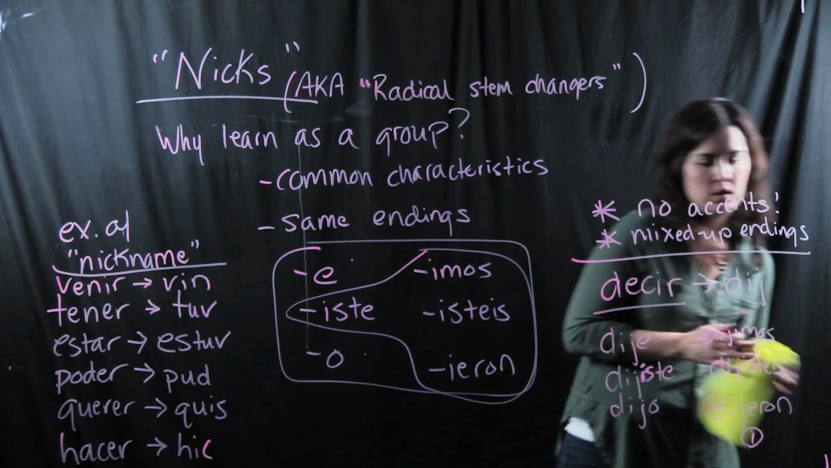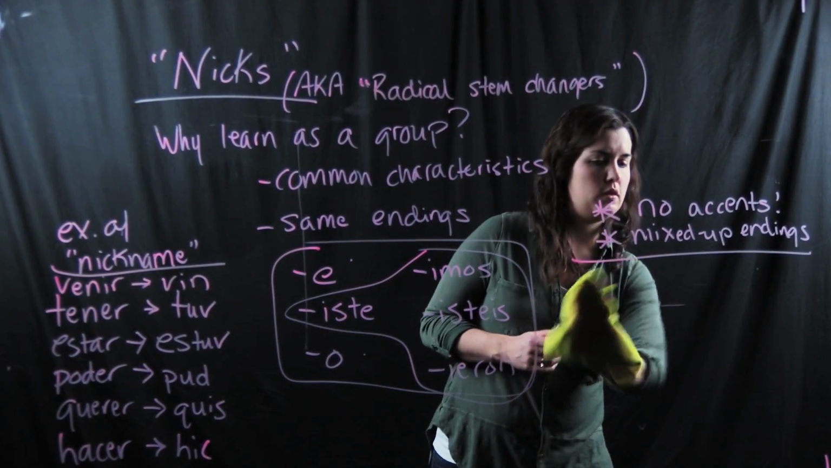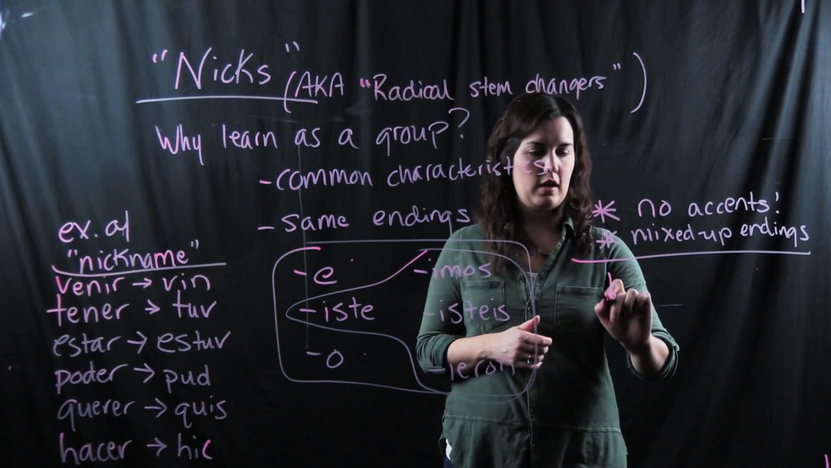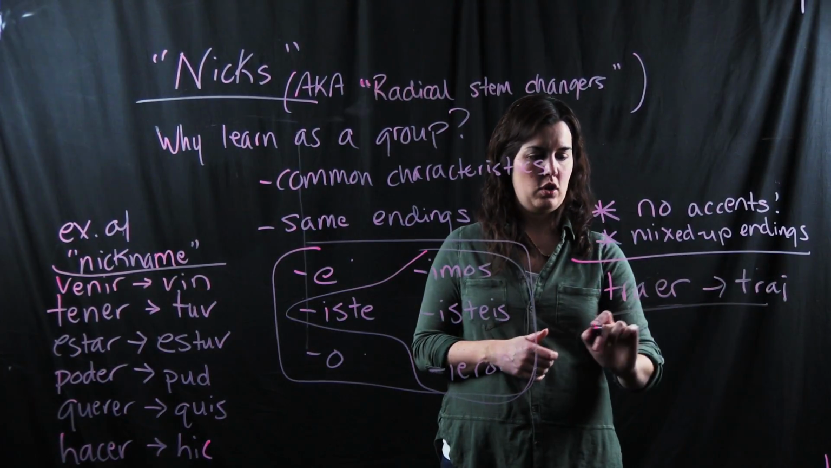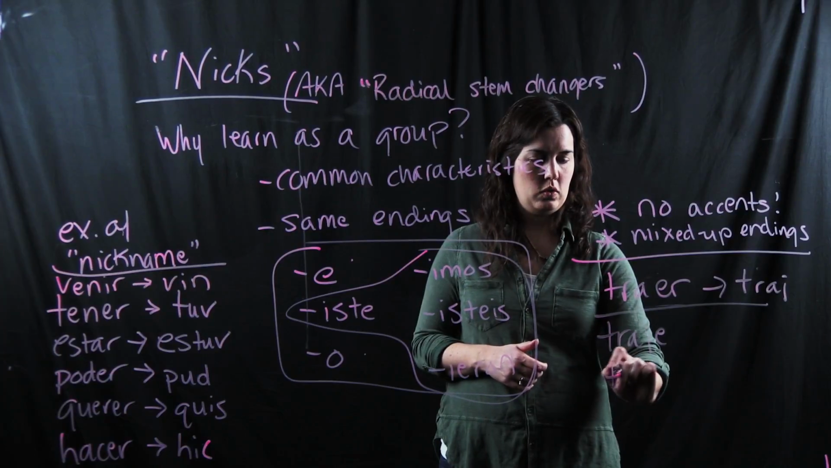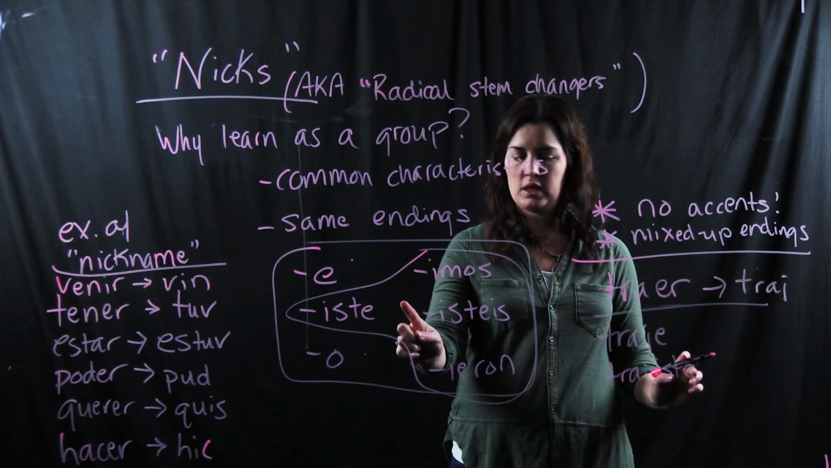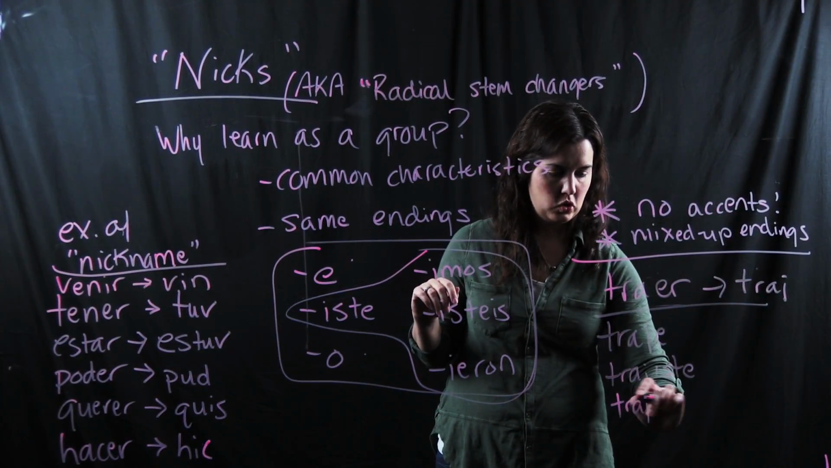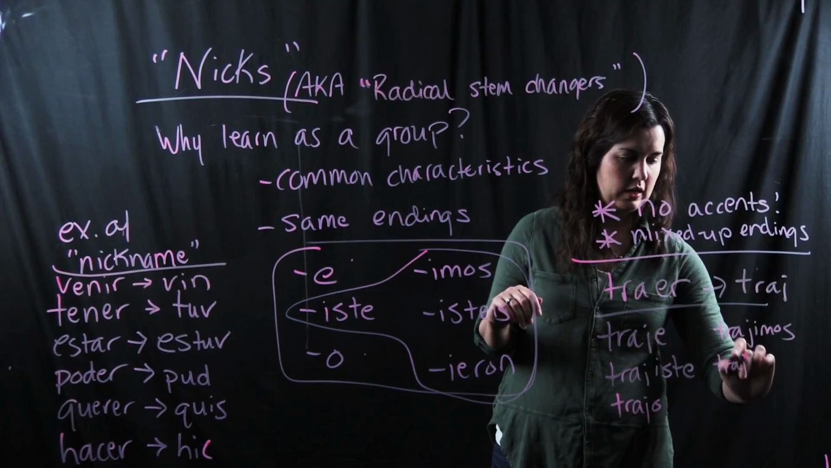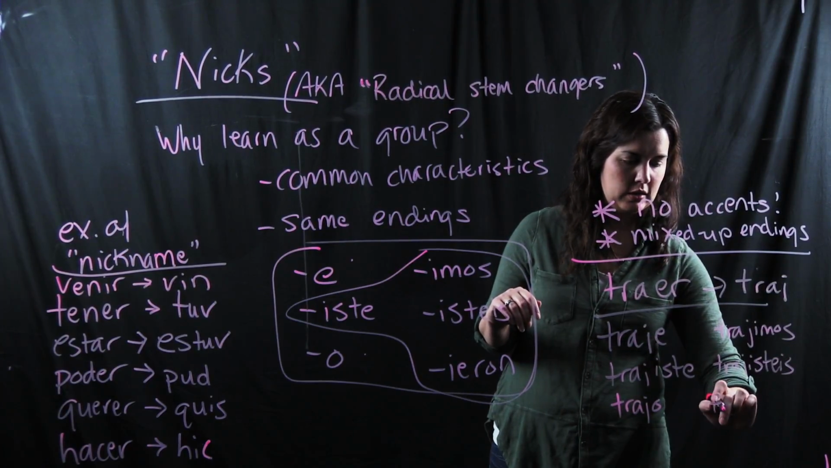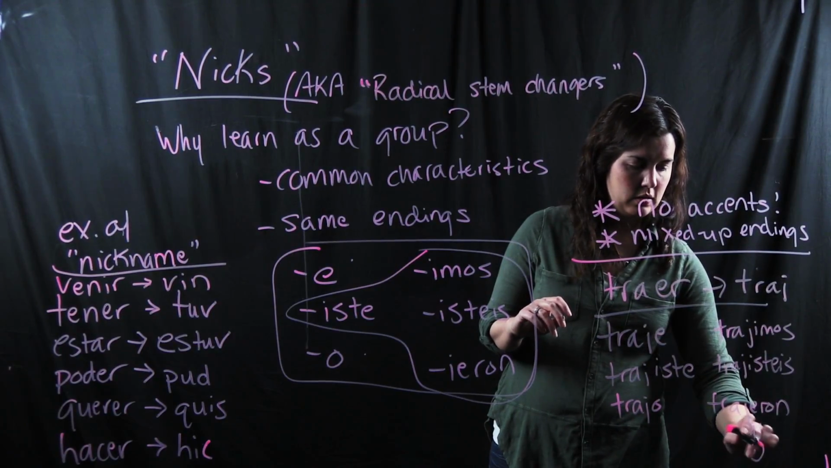So traer, we end up with, let me just write it for you real quick. Traer, okay, which is traj. You have yo, traje, tú, trajiste. Again, this is following that rule of you get the nick stem, and then you add this set of endings. No accent marks, okay? Trajo, trajimos, trajisteis. And then here, instead of trajieron, we say just trajeron. The I that would be there is dropped, okay?